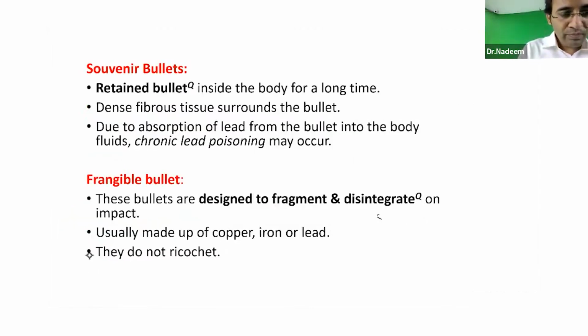Souvenir bullet. If there is a patient of gunshot injury, these are called atypical bullets. These are not the typical bullets. Whenever you operate on a person, you can see that there is an old bullet inside the body, like a gift inside the body. Souvenir bullet, retained bullet. There will not be any side effect, but since bullets are made of lead, there will be a higher risk of lead poisoning in souvenir bullets.